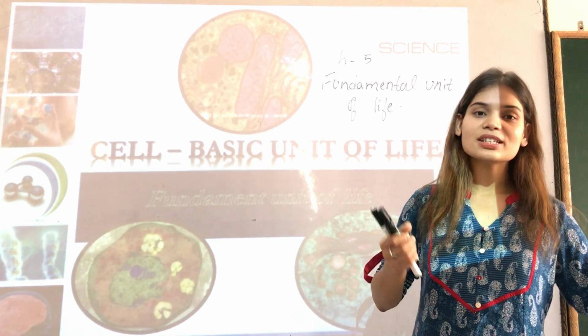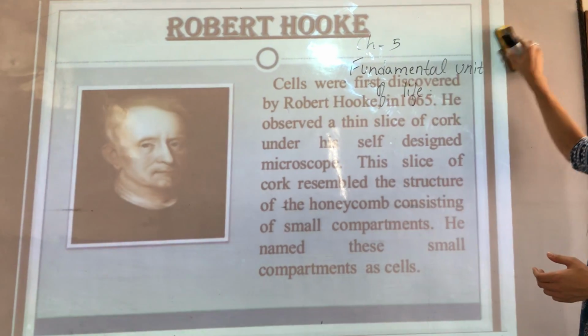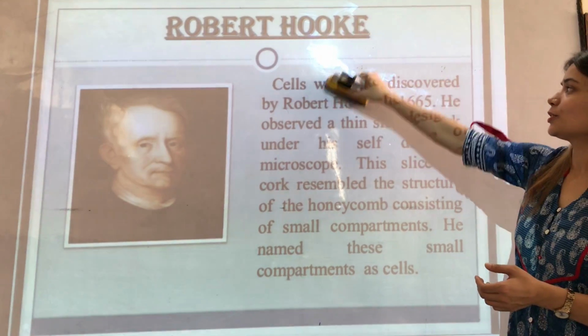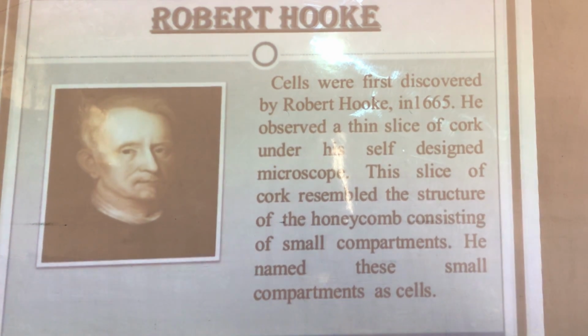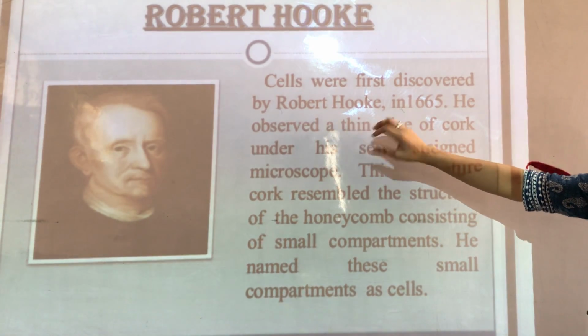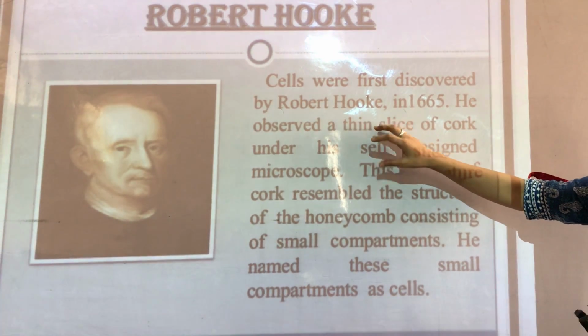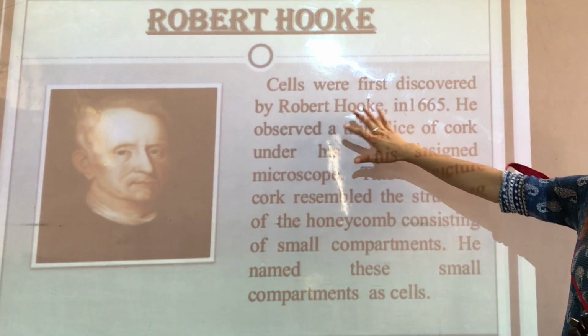Okay, so it was the year 1665, as you can see here on the screen. You can see this picture of one man. Can you tell who he is? Who was he actually? Because he is no more. So this picture is of a great scientist who made great discoveries of all time, and his name is Robert Hooke.